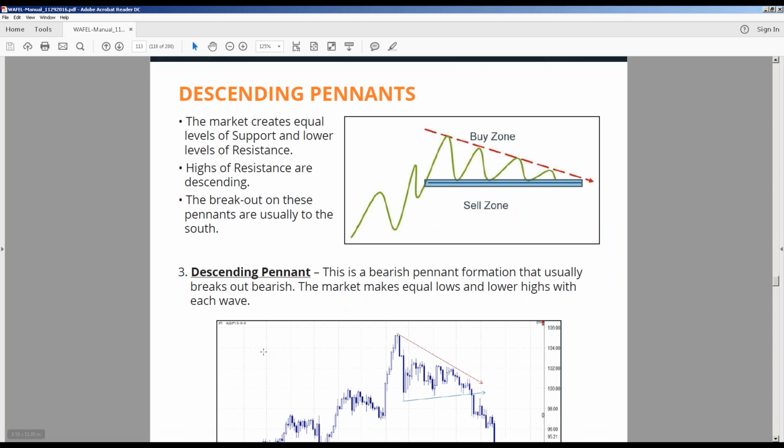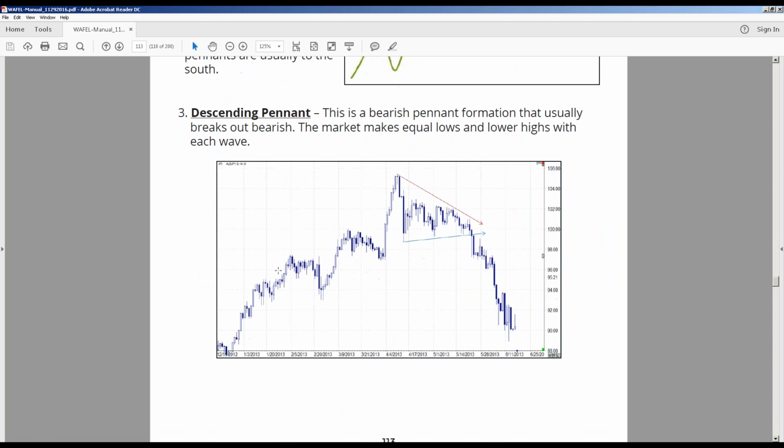Right, here's another example of a descending pennant. This is a bearish pennant formation that usually breaks out bearish. The market makes equal lows and lower highs with each wave. I would have drawn that one over there like that. There we go. Flat bottom. So in a bull trend, that will typically reverse the trend. In a bear trend, it will signal continuation.